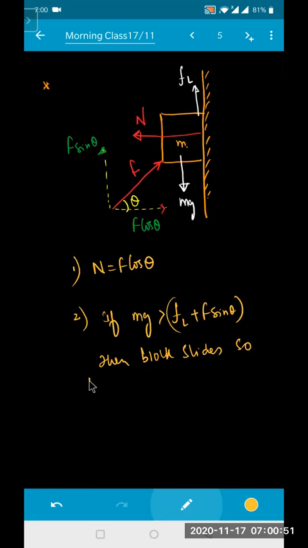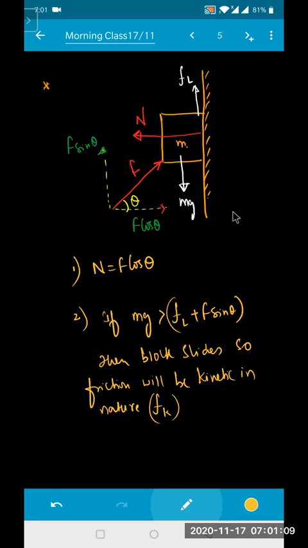So friction will be kinetic in nature. As it is in motion, instead of limiting friction we take Fk. It is moving in the downward direction with an acceleration. So how do you write the equation now? Downward direction means mg, minus Fk in the upward direction, plus F sin theta in the upward direction, must be equal to mass into acceleration. Is it clear?